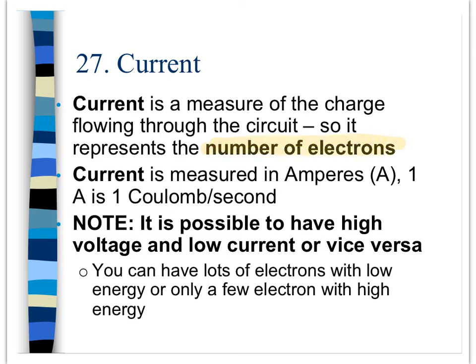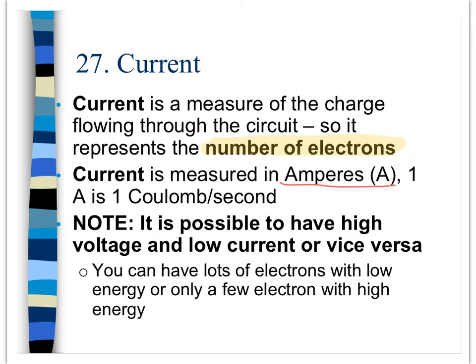We can measure the current in units of amperes, which is really just 1 coulomb per second. That's the definition of an ampere. It's 1 coulomb of charge per second. So this really is a measure of the electron traffic going through the circuit in a given time.